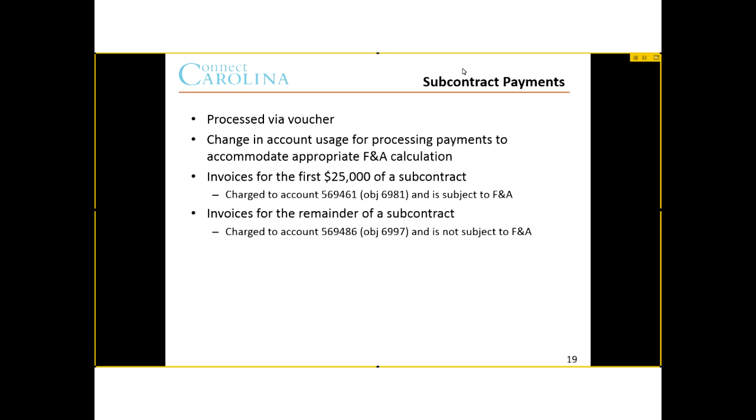Invoices for the first $25,000 of a subcontract will be charged to account 569461 and will be subject to F&A costs. Invoices for the remainder of the subcontract will be charged to account 569486 and is not subject to F&A.